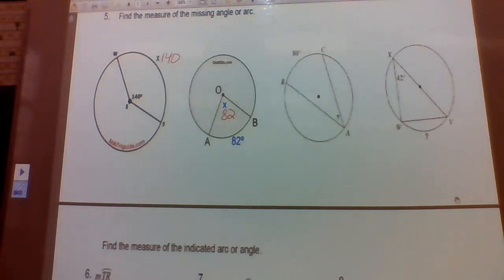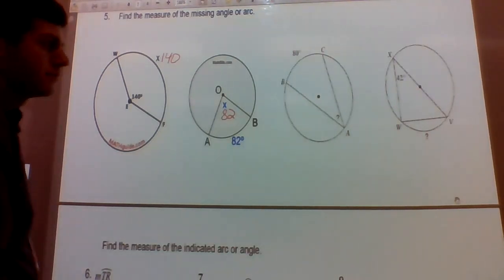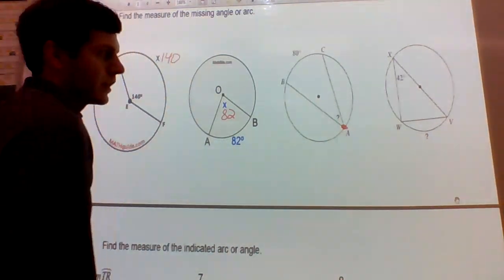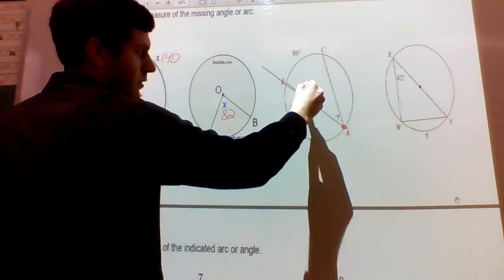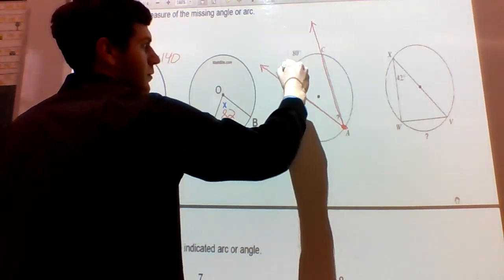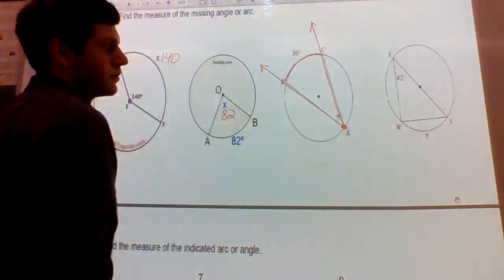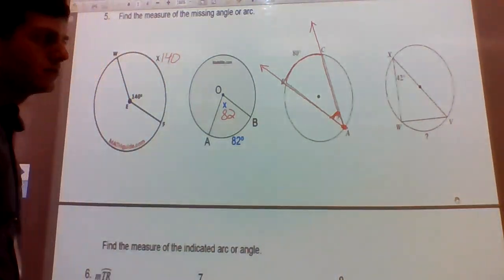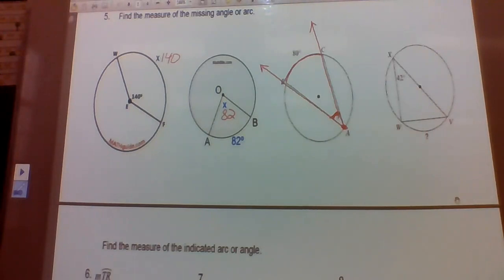For the next one, we have an inscribed angle. Okay, so here's our angle BAC. Our intercepted arc is BC. So we know if we're looking for this angle, it's an inscribed angle, so it's going to be half the intercepted arc. So 80 divided by 2 is 40.